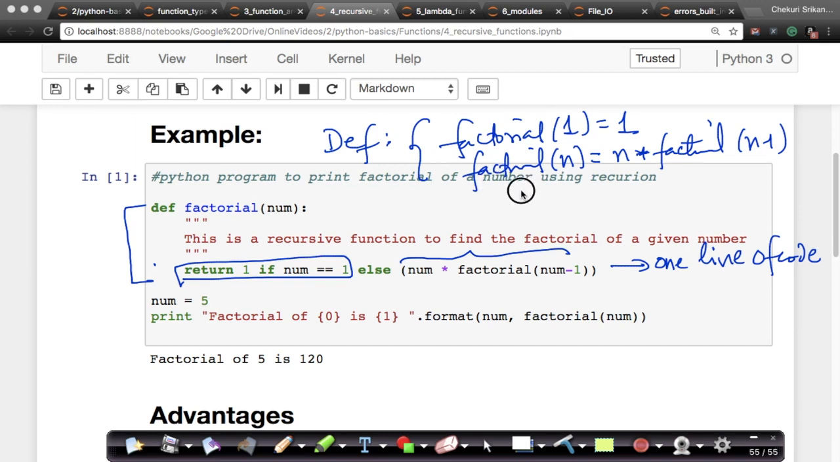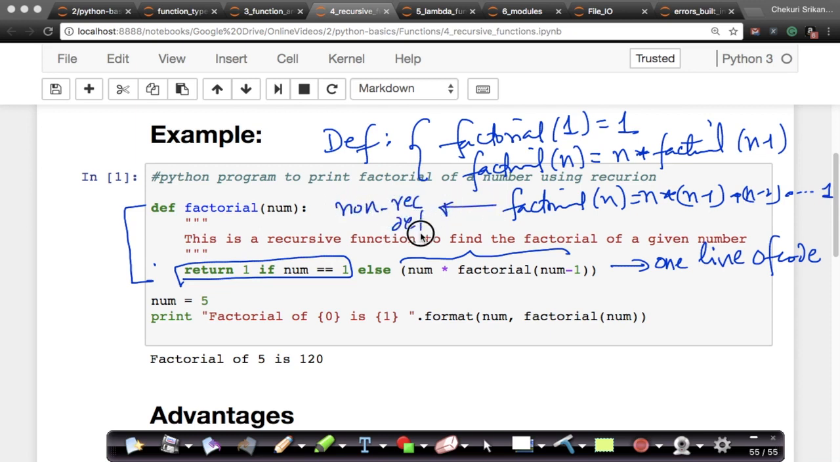There is a non-recursive definition of a factorial, which is factorial of n equals n into n minus 1 into n minus 2 and so on up to 1. This is a non-recursive definition. I'm using the recursive definition to be able to compute factorials very elegantly. Now, the way I call it is very simple. I just say num equals 5, and I just say factorial of num.